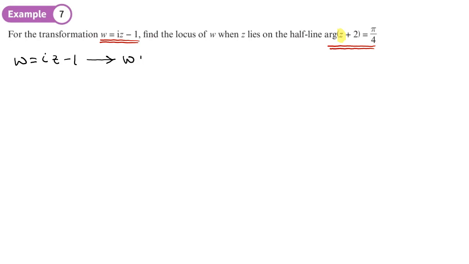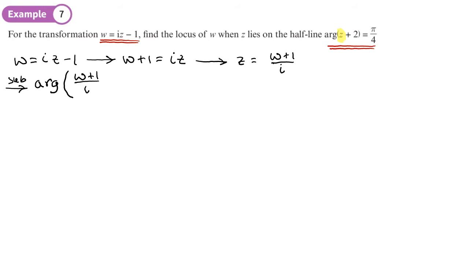So I will add 1 to both sides. So I get this, and then divide both sides by I, and I get z equals w plus 1 over I. Now it's ready to be substituted into the half line equation over here. So that will give me the arg of, so z gets replaced with w plus 1 over I, plus 2, equals pi over 4.